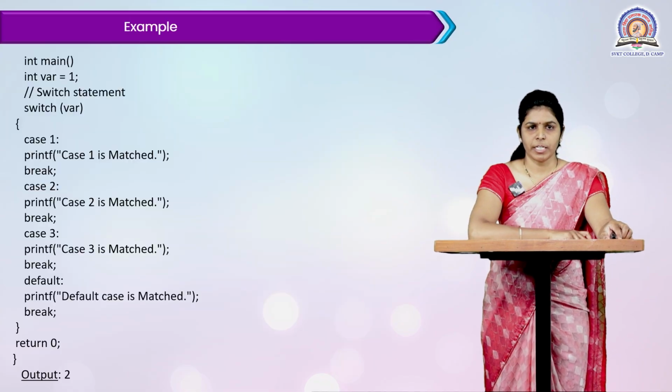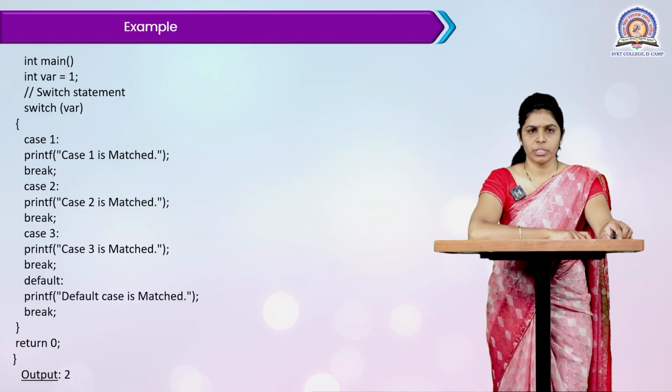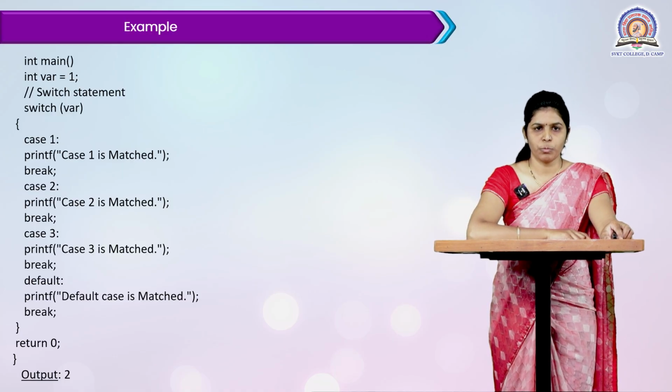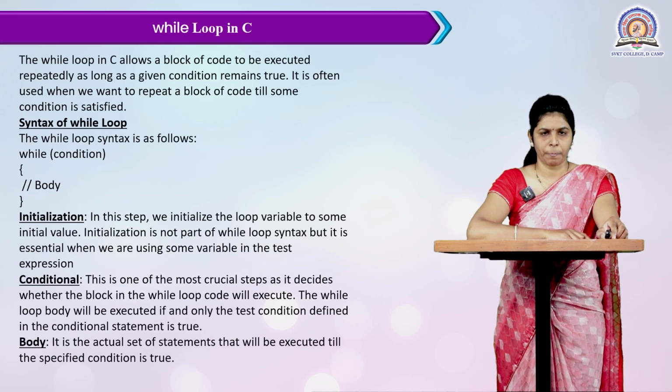Example of a switch statement. int main, int var equals 1. When switch statements are used: switch (var), case 1: printf "case 1 is a match", break; case 2: printf "case 2 is a match", break; case 3: printf "case 3 is a match", break; default: printf "default case is a match", break; return 0. Then the output: var equals 1, so the output is case 1 is a match.